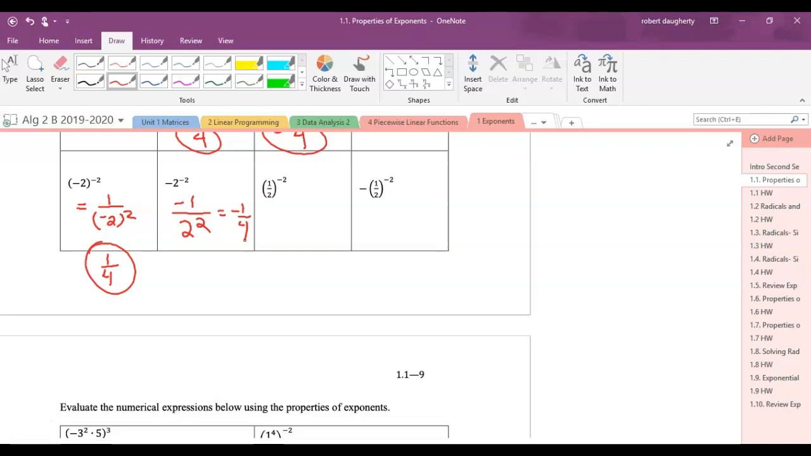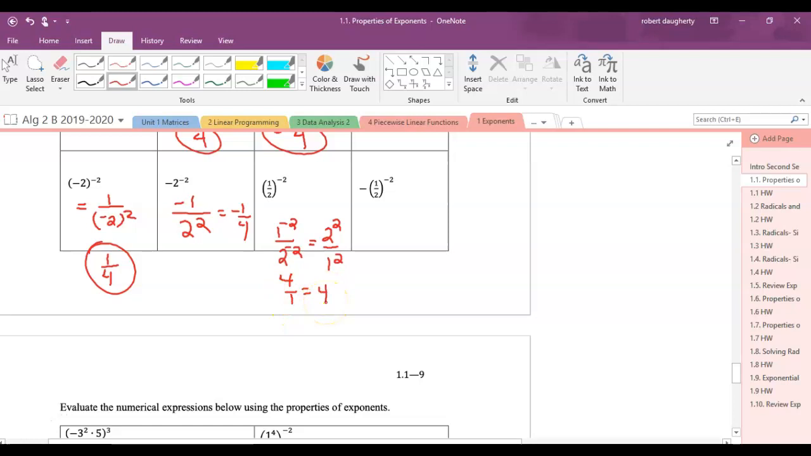Now in the next one, what is being raised to the negative 2 power? 1/2. You have a couple of ways of doing this. You could treat this as 1 to the negative 2 over 2 to the negative 2. Then how do I make that exponent positive? This becomes 2 squared over 1 squared. What's 2 squared? 4. 1 squared is 1. So this is just 4.